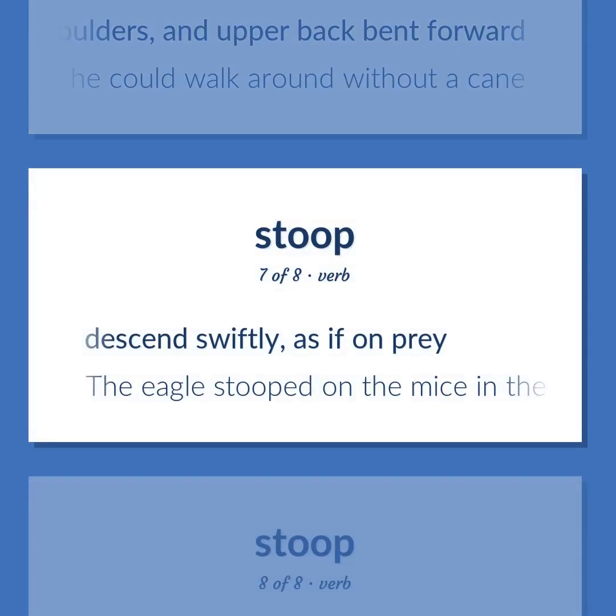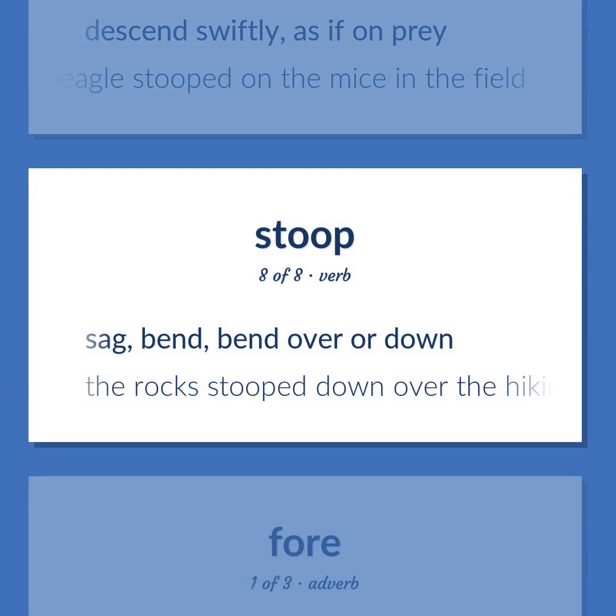Descend swiftly, as if on prey. The eagle stooped on the mice in the field. Sag, bend, bend over or down. The rock stooped down over the hiking path.